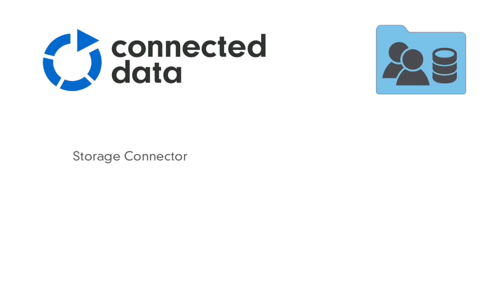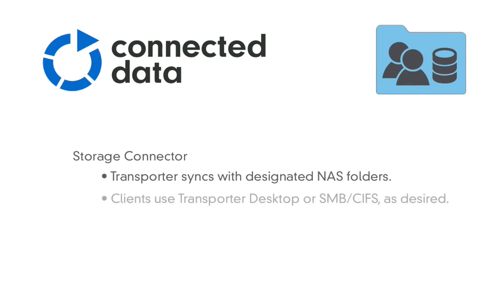Storage Connector is a feature that allows Transporter 75 and 150 units to sync with your existing network-attached storage, or NAS. Storage Connector allows users to access designated folders via either Transporter desktop client software or your existing NAS connection methods, providing great flexibility as your users traverse the LAN and WAN environments. Changes to the designated folders will continuously sync in both directions.